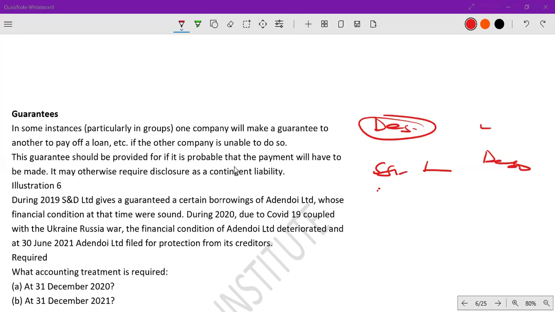In the event that there are symptoms of cash flow issues, and it is likely that Desmond will not be able to pay, and this information becomes available, then S&D needs to make a provision for the guarantee. So you can only make the provision where the situation has deteriorated. So that is it about guarantees. Any questions on guarantees? If there is no question, we pick this question and then we move on.